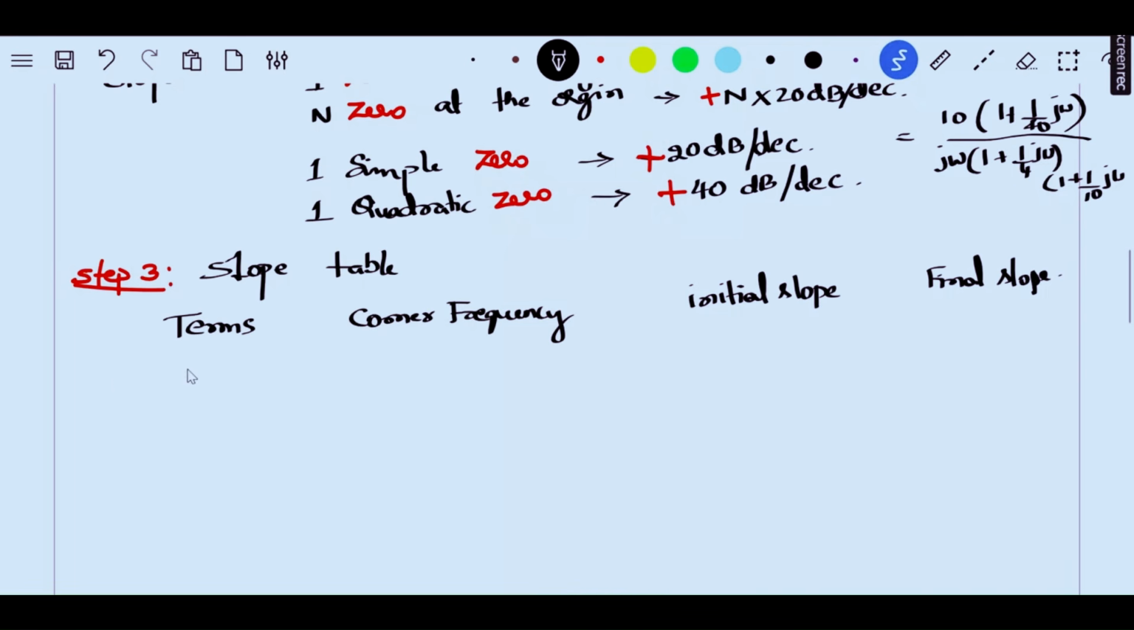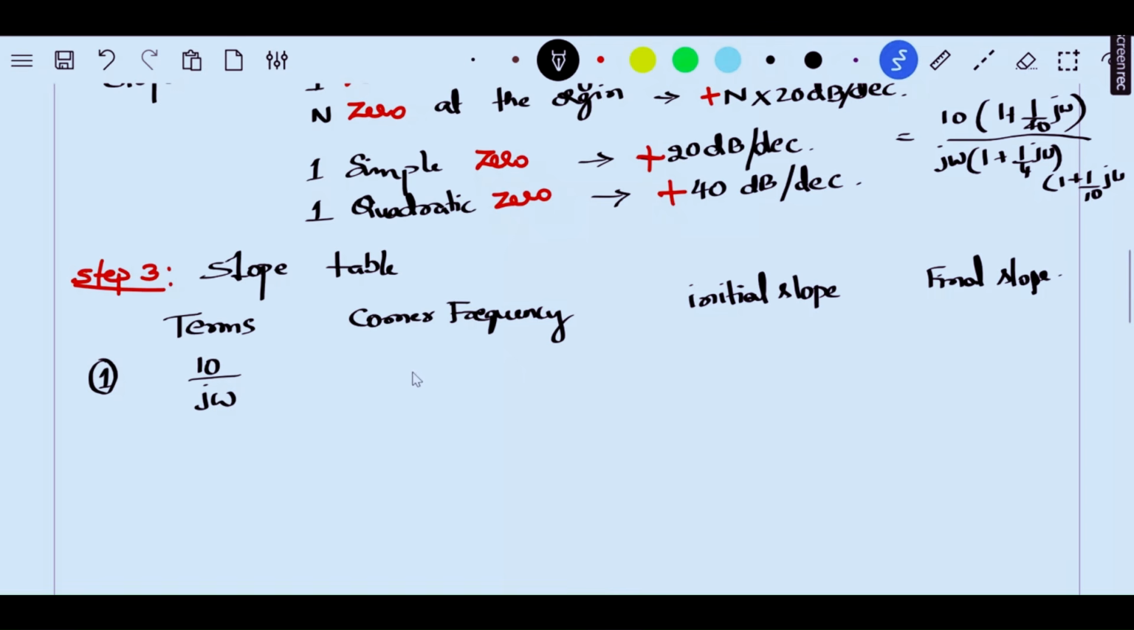Normally, the first thing we do in step 3, in any problem you take, is to take the value K divided by j omega, which is the number of slopes at the origin. So the term we take initially is 10 by j omega.